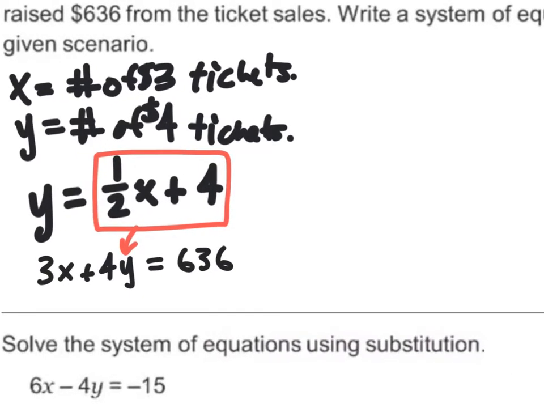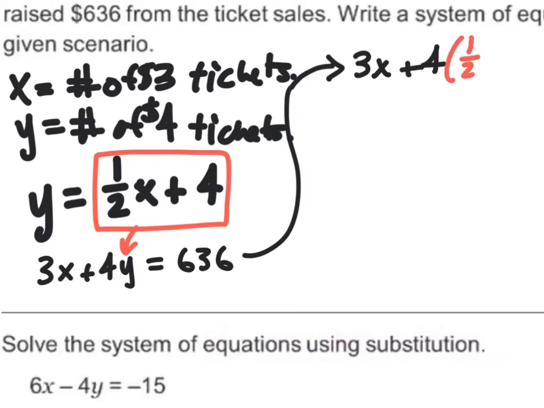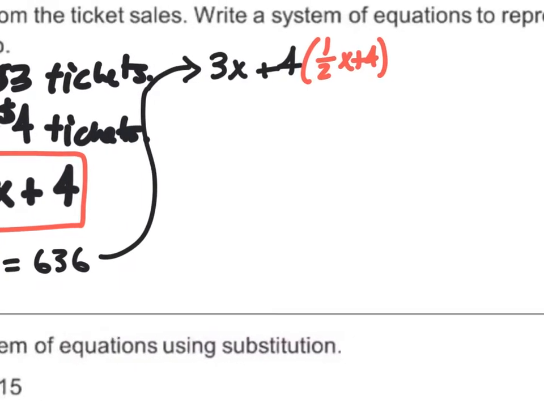So now I'm going to rewrite this bottom equation, okay? And I'm going to write it as 3x plus 4 times y. But instead of writing y, I'm going to write what y is equal to. And that's going to be 1/2 x plus 4, okay? And then I'm going to set that equal to 636. Now what I have is an equation that is strictly in terms of x, meaning that x is my only variable in that equation, and I can now solve this equation for x.